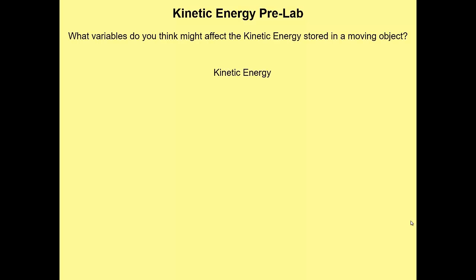Okay, this is the energy storage mechanism for moving objects. Right? Moving objects produce change. They don't store that ability, it's not a potential. Right? They actually are producing change because they're moving. They're changing position. So what factors do you think might affect the kinetic energy stored in a moving object?